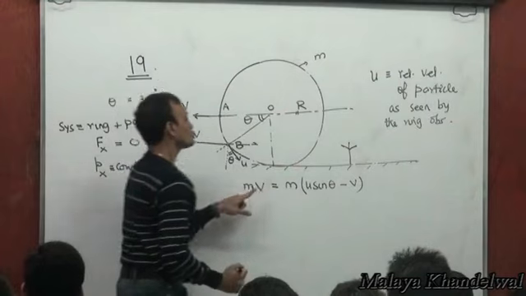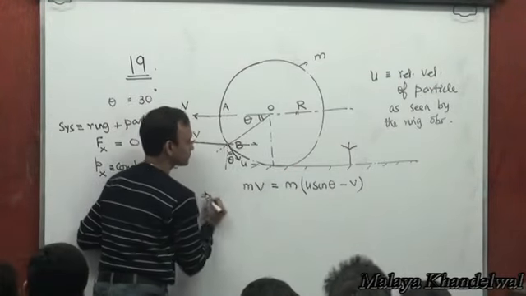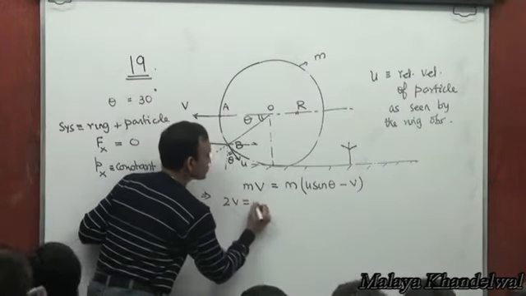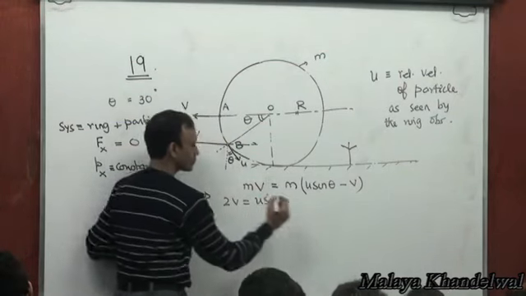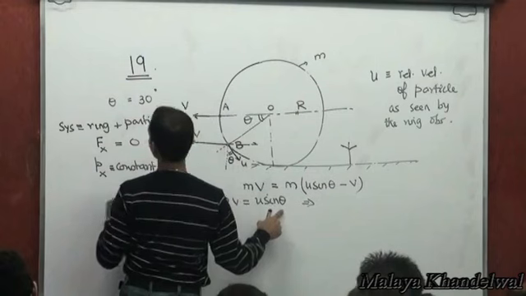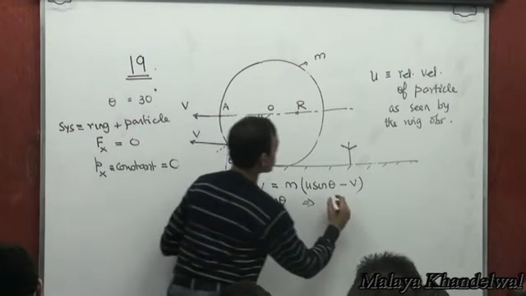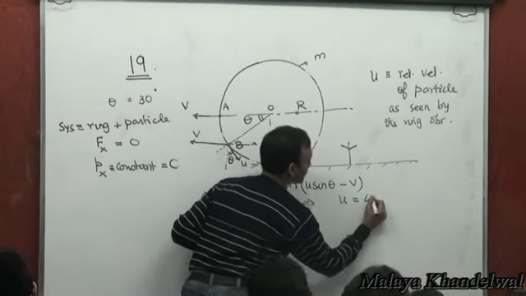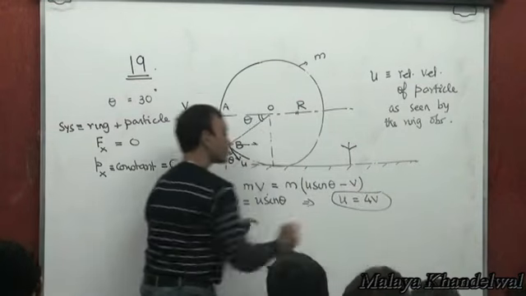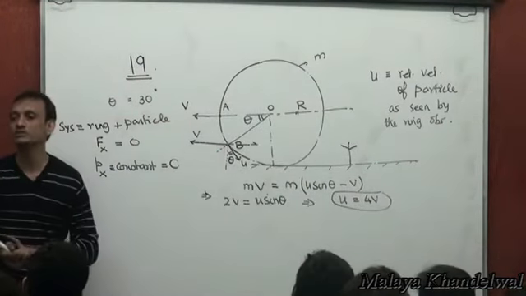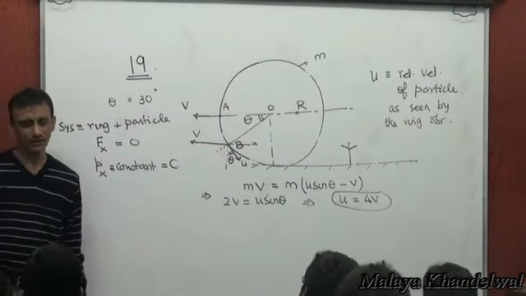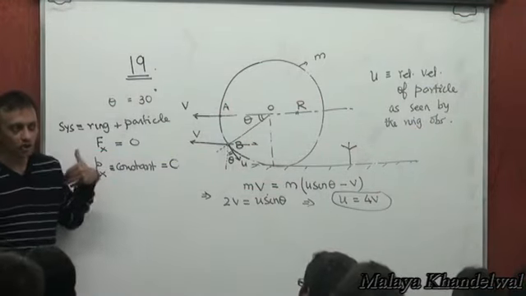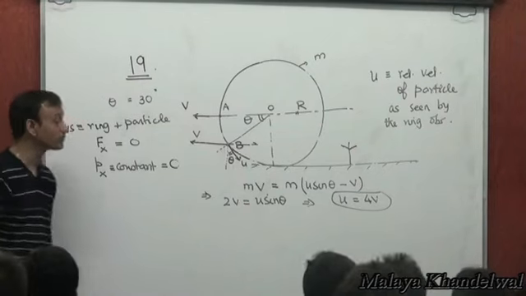Clear? So we have 2v is u sin theta. Theta is 30 degrees, so sin theta is half. So u is 4 times v. That's one equation between u, the relative velocity, and v, the absolute velocity of the ring.